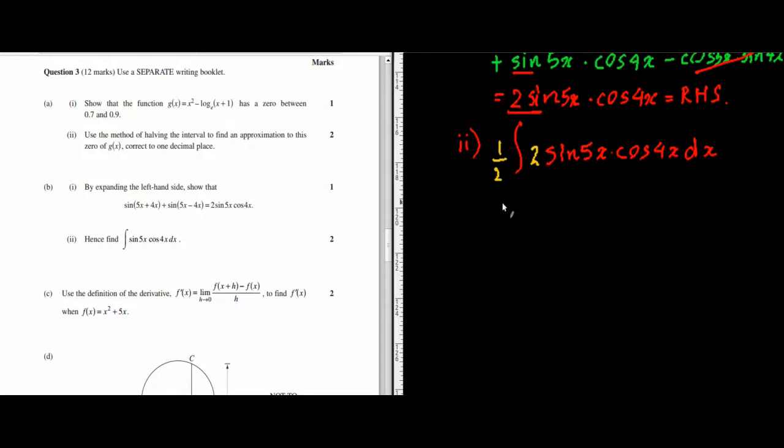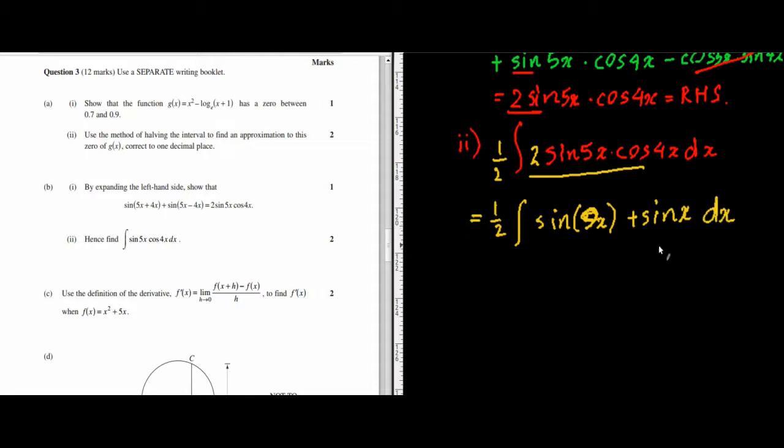So we didn't differentiate. Instead of writing what we have inside here, I'm going to write half integral of sine 5x plus 4x, which is sine 9x, plus sine x dx. Right, now this one is using a standard integral table.